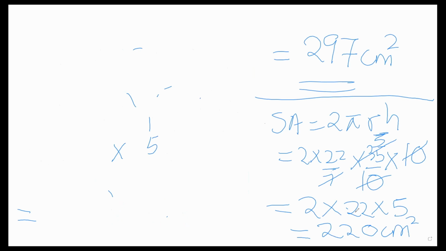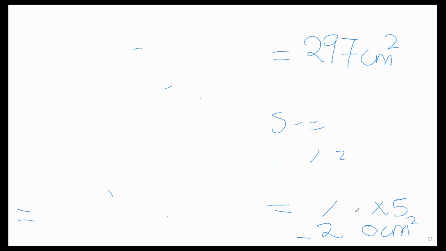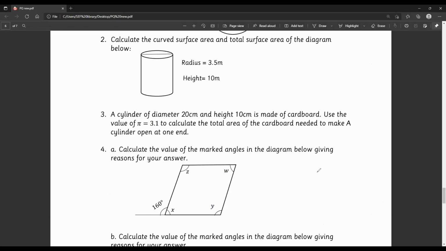We are going to question 3, and in question 3 we have that a cylinder has a diameter of 20 centimeter and height 10 centimeter, is made of cardboard. Use the value of pi to be 3.1. That is, using the value of pi to be 3.1, we have to calculate the total surface area of the cardboard needed to make a cylinder open at one end.